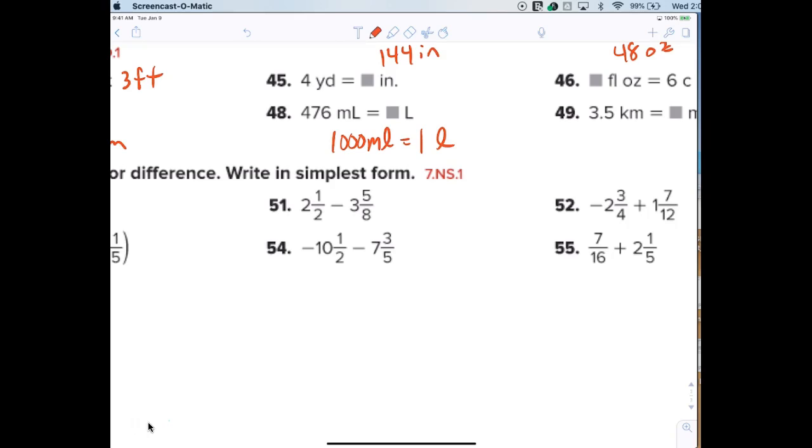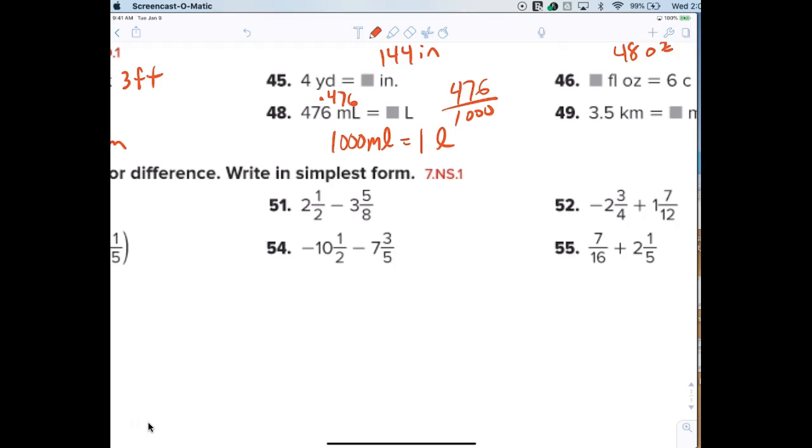So if I have 476, do I have more or less than 1? Less. So it's going to be what decimal? 0.476. Because technically, you could write it as 476 out of what? 1,000. That's why it was 0.476. Very good. Very, very good. Yes, ma'am.